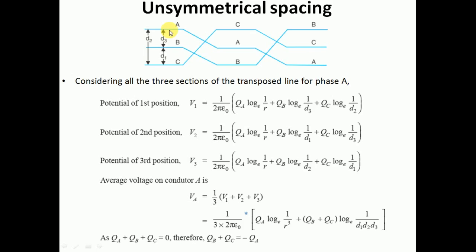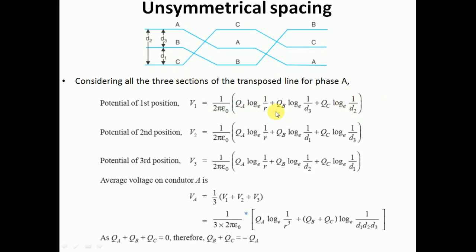So we have to find the potential at this first position, that is potential of this conductor A at this position. It can be easily determined by using the relation 1 by 2 pi epsilon 0 qa natural log of 1 by r. That is the potential due to its own charge. Then next the potential due to the charge which is flowing through this conductor B, which is written as 1 by 2 pi epsilon 0 qb natural log of 1 by d3. Then due to the charge which is flowing through this conductor C can be written as 1 by 2 pi epsilon 0 qc natural log of 1 by d2.